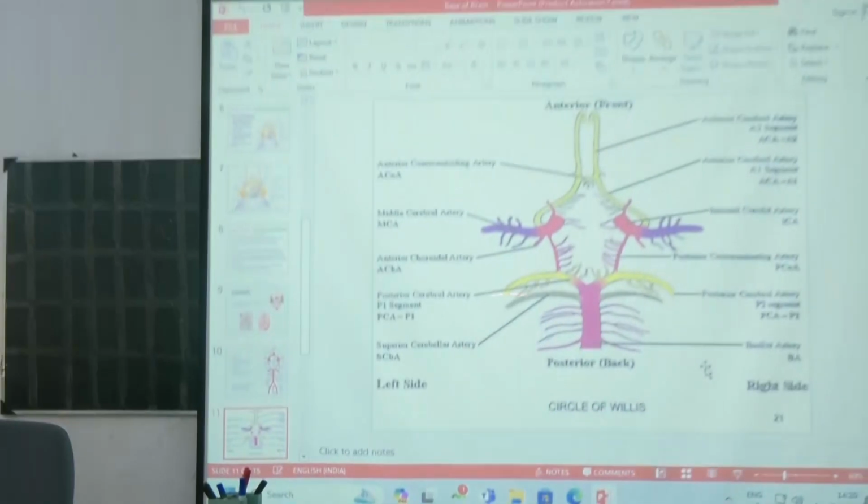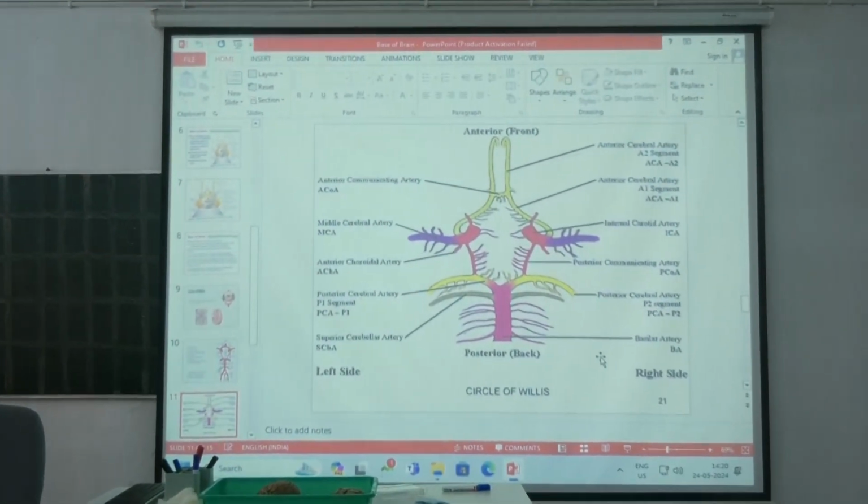And see here, this is the posterior cerebral artery. After that, it is giving this branch. This is the superior cerebellar artery. You have read the relation: the third and fourth cranial nerves pass in between these two arteries, in between the posterior cerebral artery above and the superior cerebellar artery below. Okay, the cerebellum is lying below this level.